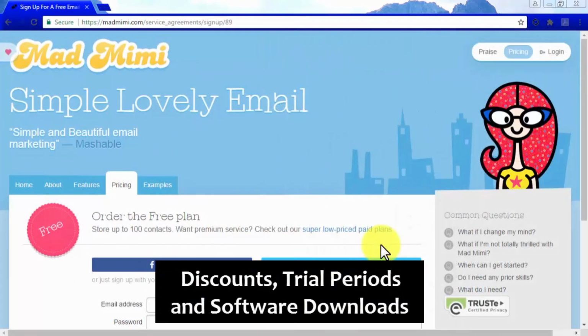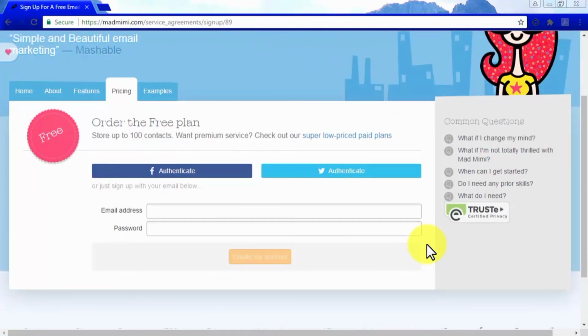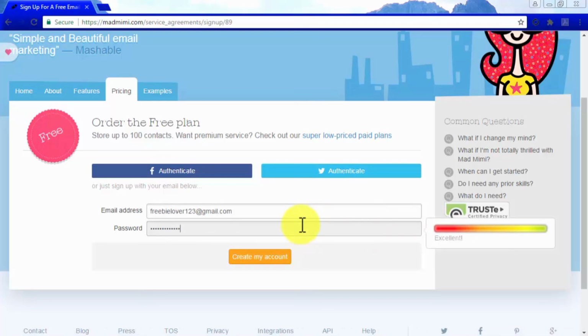Discounts, trial periods, and software downloads. There's something powerfully alluring about trial periods, discounts, and free software downloads that makes them high-converting lead magnets. You can use them discreetly in the form of free shipping, coupons, 30-day trial periods, and so on, depending on what your business offers.